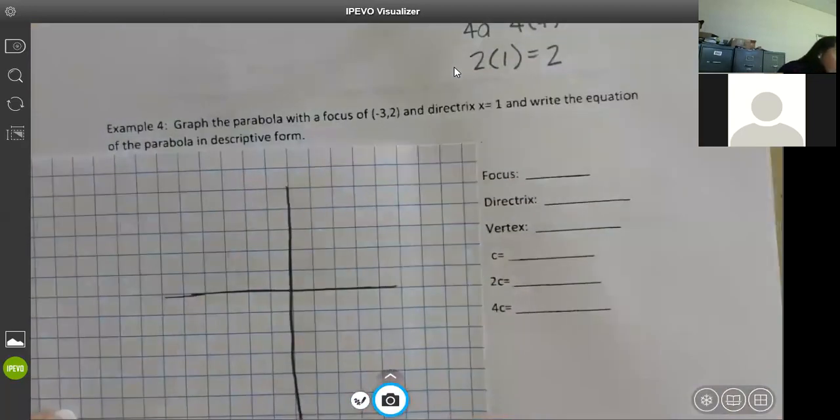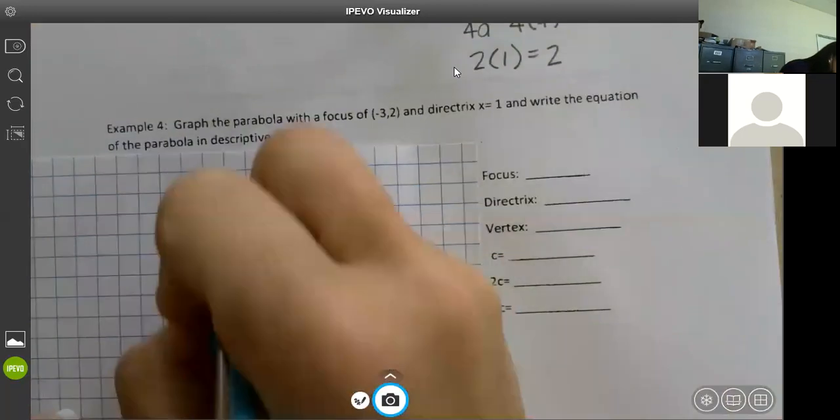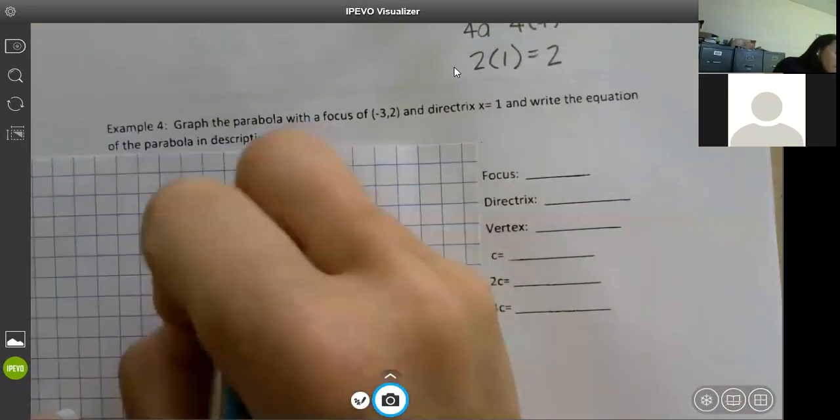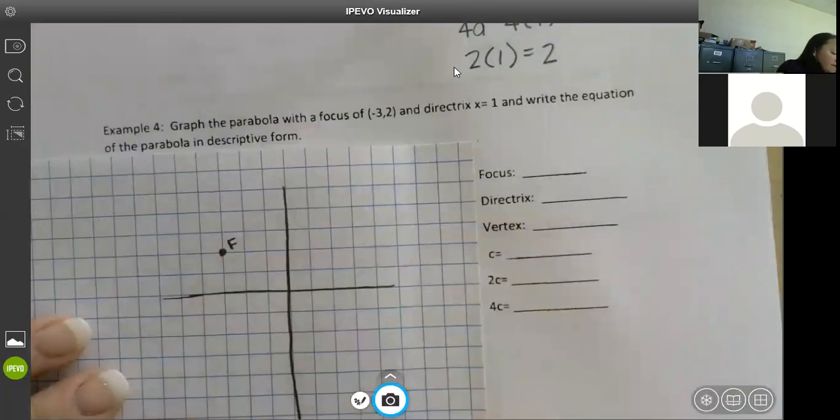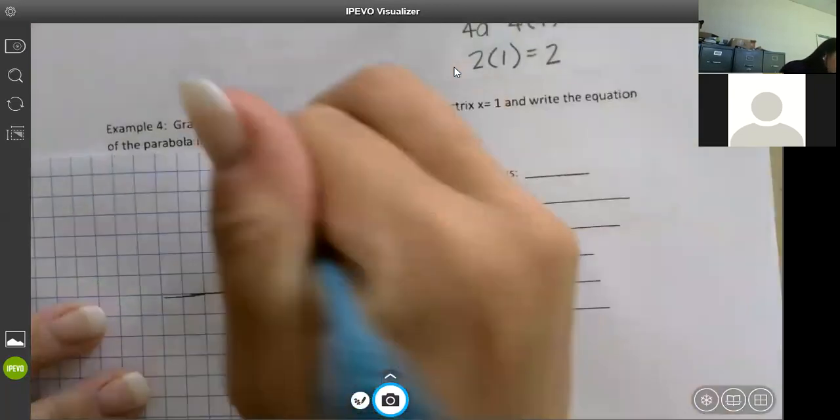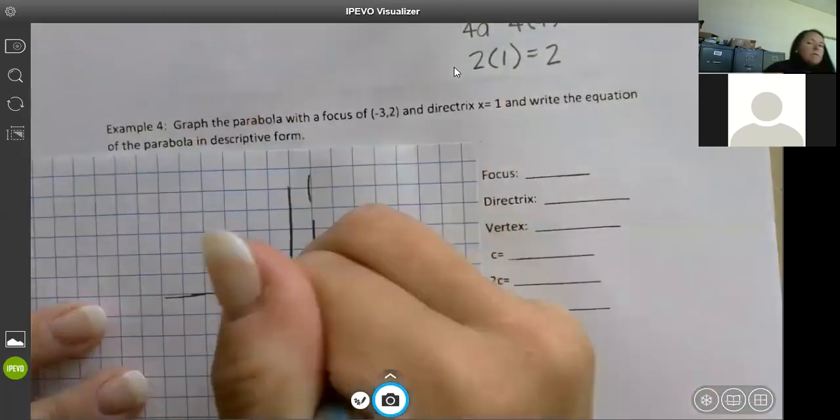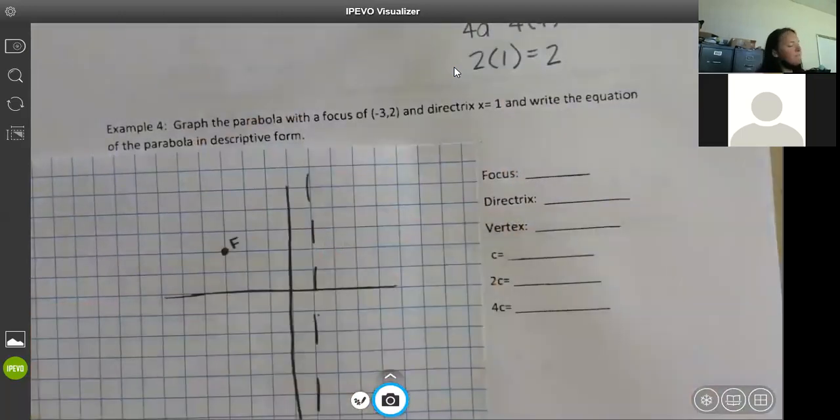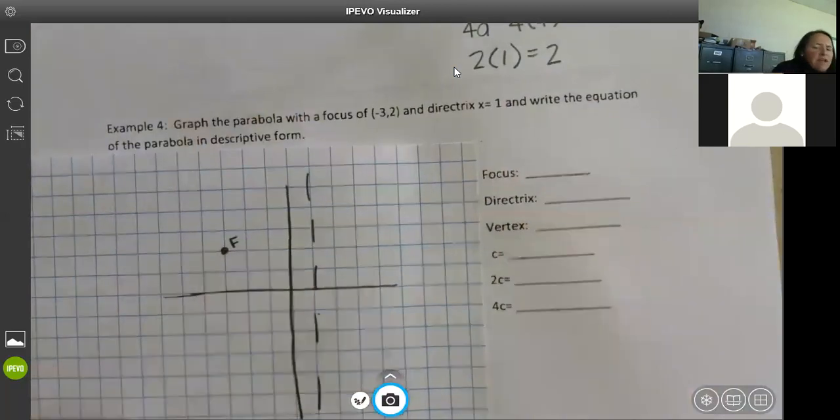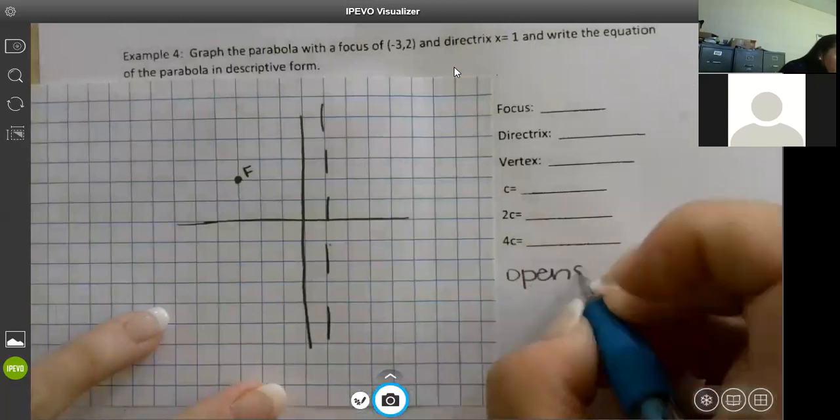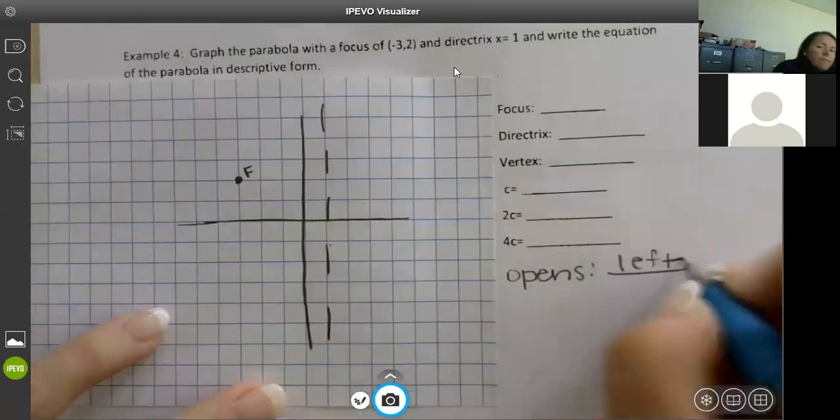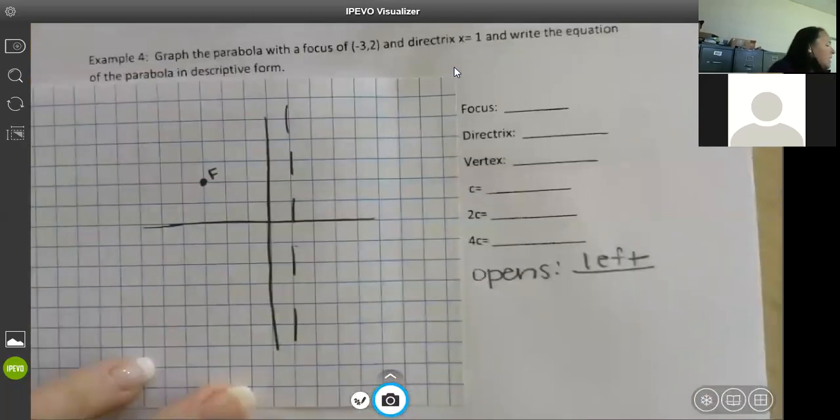And we're going to graph -3, 2. That's your focus. Your directrix goes through the x-axis at 1. So if you know how to graph, it makes it easy. So what's the direction of this opening? How does it open? Left. Very good. So that means our A is going to be negative. Our equation is going to be x equals.